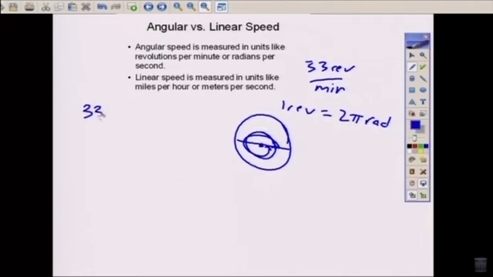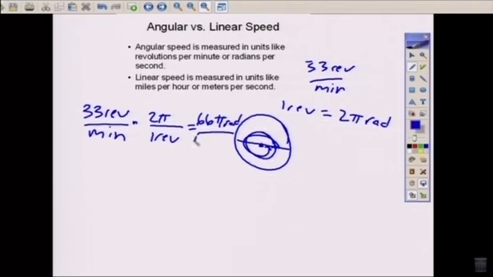I would take that 33 revolutions per minute, and, kind of like going back to chemistry class, do a little dimensional analysis. One revolution is equivalent to 2 pi radians. So I'm looking at 66 pi radians per minute. And that's talking about how quickly the angle is moving.